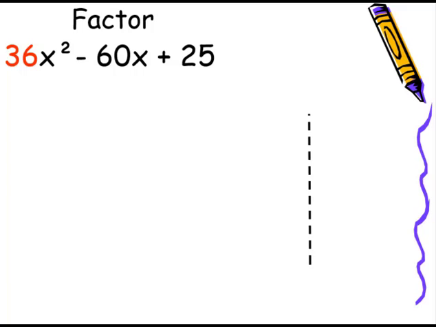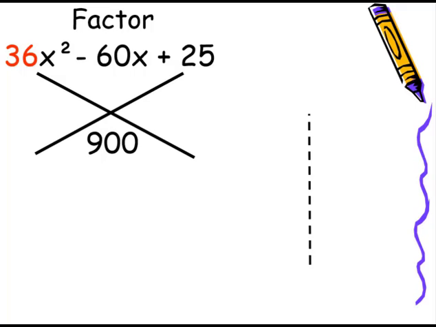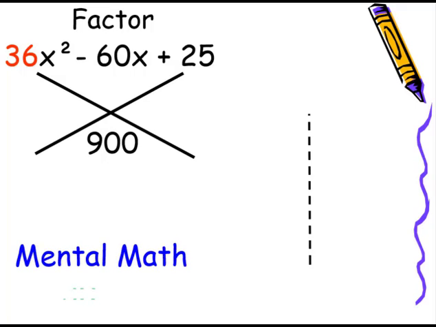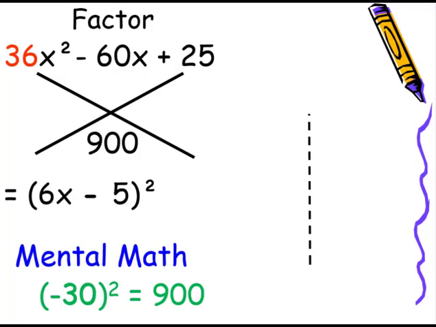First, let's check to see if this quadratic trinomial is a perfect square by multiplying 36 times 25. Then take half of negative 60, which is negative 30, and square it. It checks. 36x squared minus 60x plus 25 factored is equal to the quantity 6x minus 5 squared.